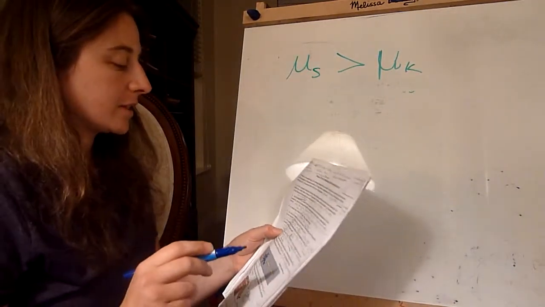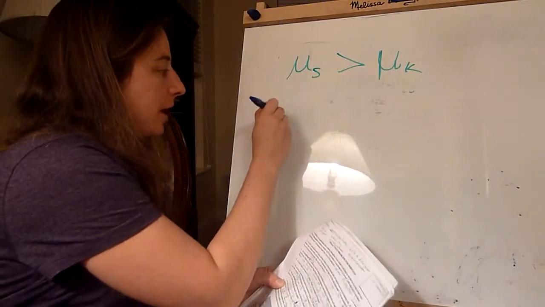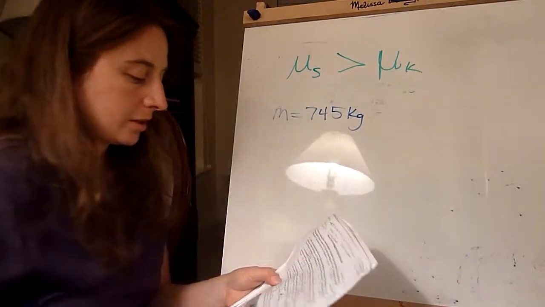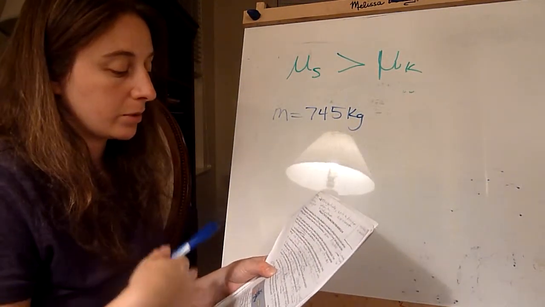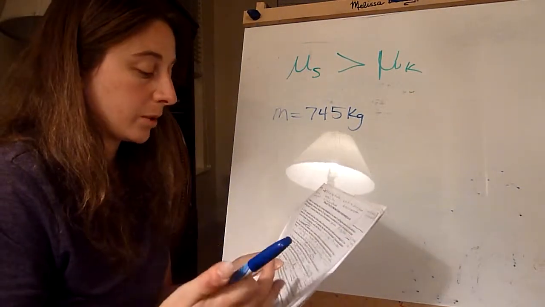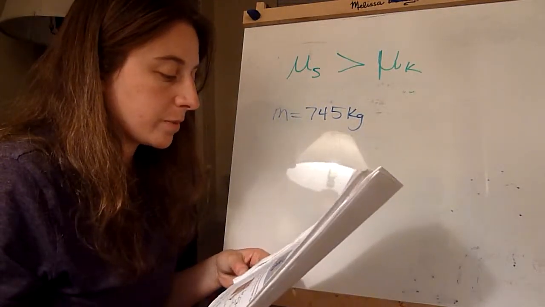So number 7 says a 745 kilogram box. Kilogram is a mass. The 745 kilogram box is sliding across the floor. The coefficient of static friction between the floor and the box is 0.45. The coefficient of kinetic friction is 0.32. Always static is larger, of course. What is the frictional force between the box and the floor?